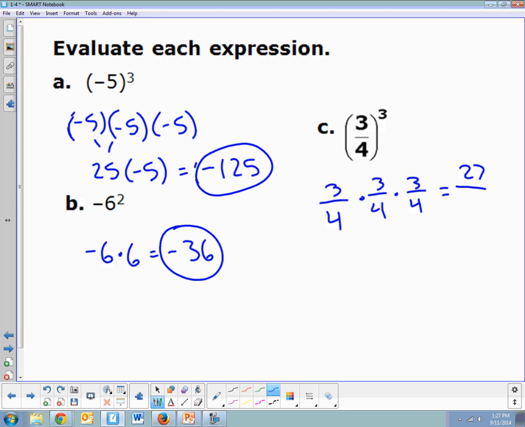And we've got 4 times 4 times 4. 4 times 4 is going to give me 16. Times 4 again is going to give me, oh, now I got to think for a second. Yep, 64. And so your answer, 27/64. We don't have any negatives to worry about for that one.